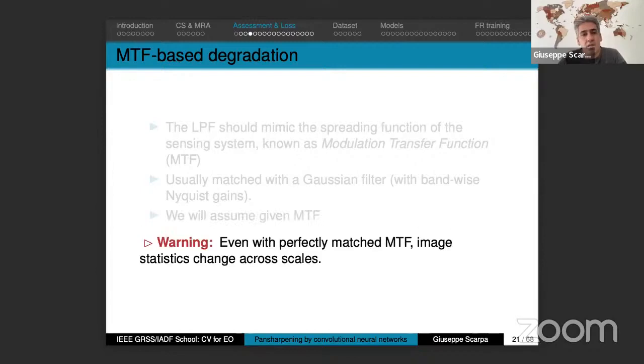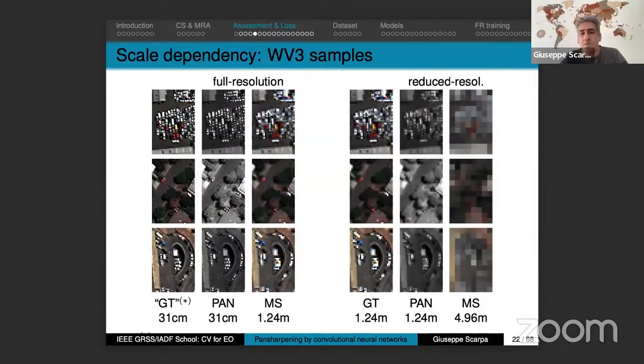In any case, it is important to underline that even with a perfectly matched MTF, the statistics of the synthesized samples do not match perfectly those of the real data because the statistics are scale dependent. We can observe the scale dependency in some sample crops. These are crops from a WorldView-3 image. On the left hand, you have the original full resolution sample, the PAN in the middle, and the corresponding multispectral on the right.